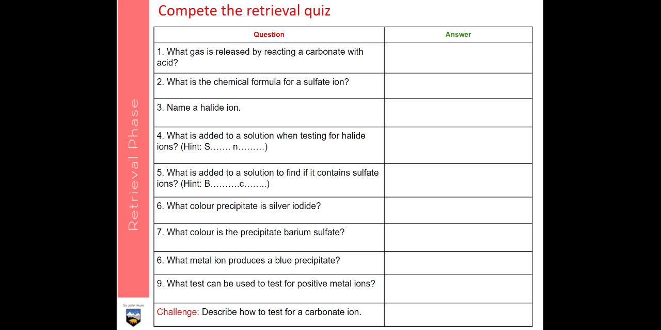If you haven't done so already, please make sure you've completed your retrieval quiz for this lesson. So go to your student worksheet and complete the retrieval quiz. Come back once you've finished that for the answers. By giving you the answers, you can then self-mark your work from home. Okay, so the answers are as follows.